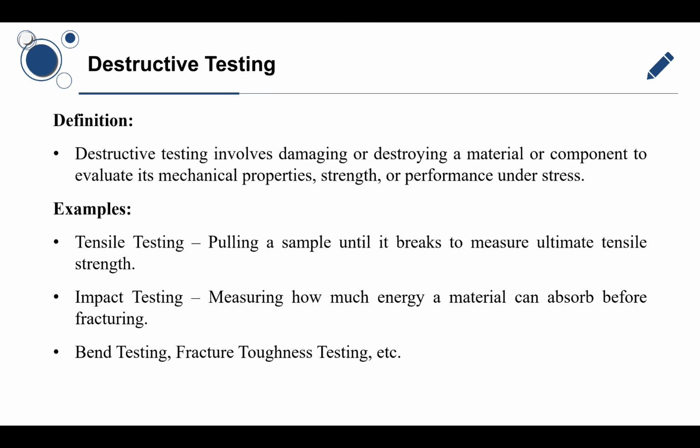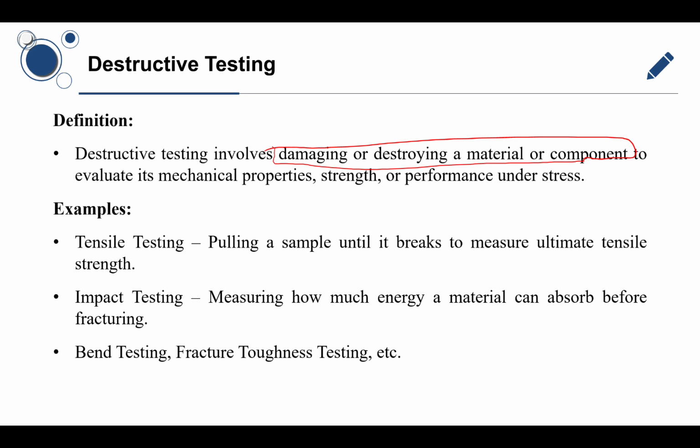Destructive testing is a method where the material is tested to the point of damage or failure. So destructive testing involves damaging or destroying a material or component. This helps us understand the material's mechanical properties like tensile strength, yield strength, toughness, and ductility. So these mechanical properties are determined by this testing. We need to find out how strong the material is. You push it until it breaks.